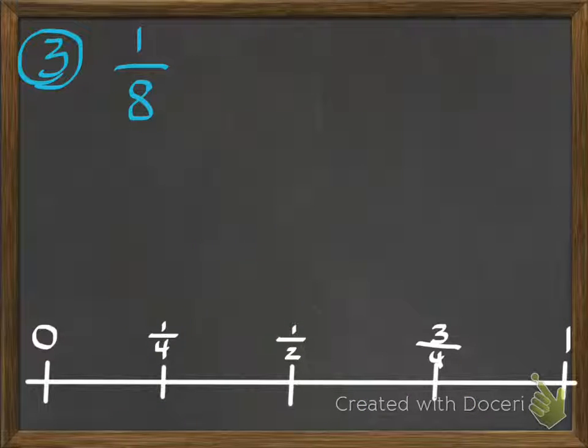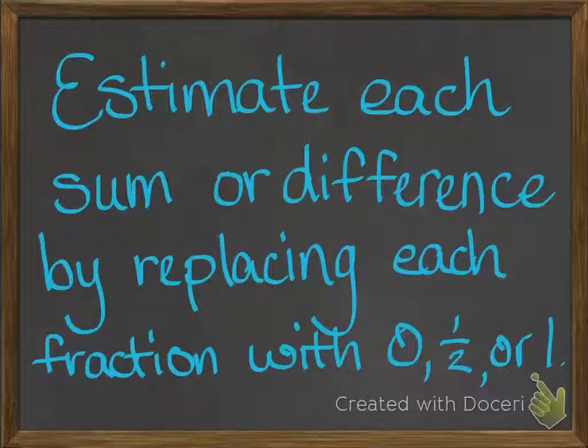Okay, you try number 3, 1/8. Where would you put 1/8 on the number line? Go ahead and draw a number line and put 1/8 on it. Okay, if you put 1/8 right here, right in between 0 and 1/4, you'd be right. In fact, it is exactly in between 1/4 and 0.